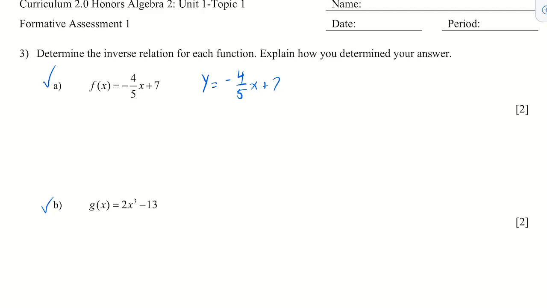So you can talk about this as kind of undoing those processes to get to our inverse, so to speak. So what I'm going to do is say x equals negative 4/5 y plus 7. And then I'm just going to solve for y. So in this case, I'm going to subtract 7 from both sides. So I end up getting x minus 7 is equal to negative 4/5 y.